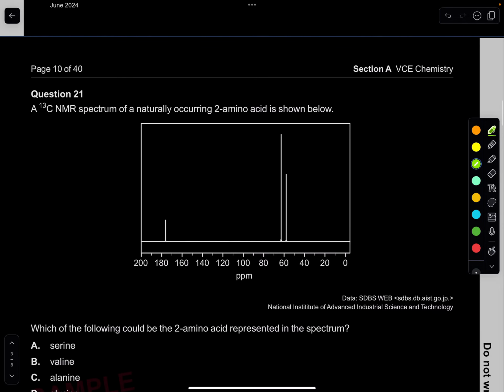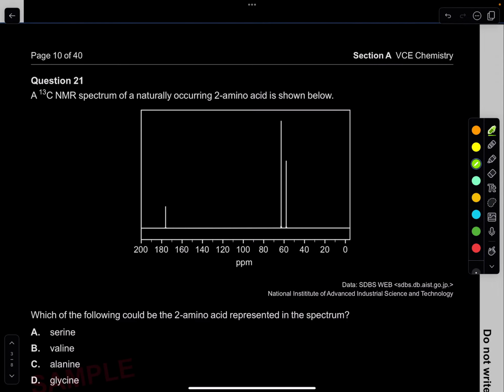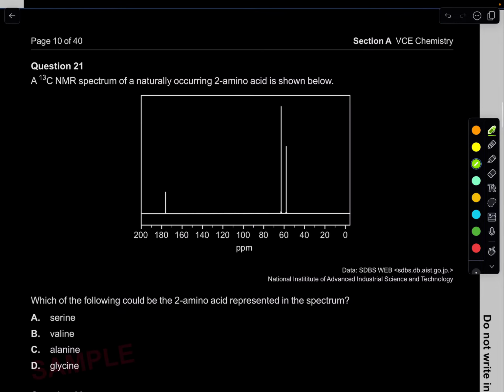Let's use a different color now. Question 21. The carbon NMR spectrum of a naturally occurring 2-amino acid is shown. So we can see that there are 3 carbon environments. This is good.